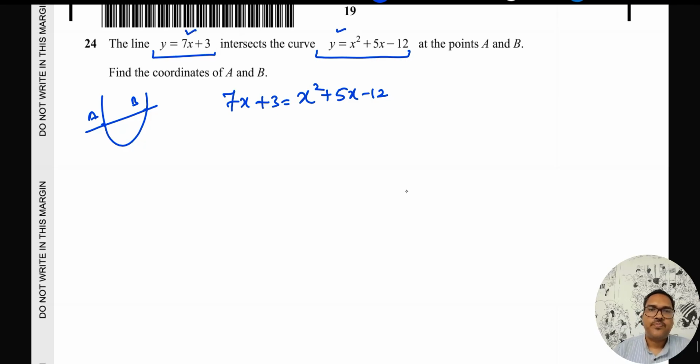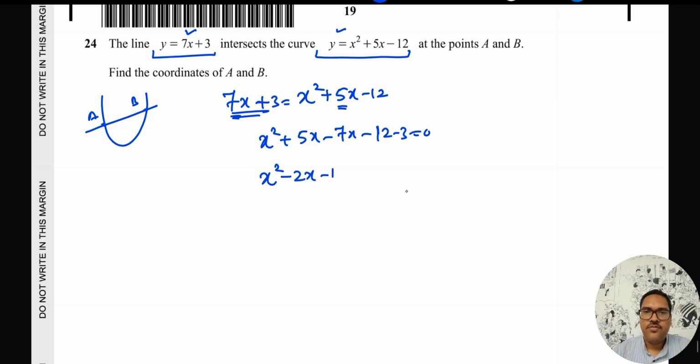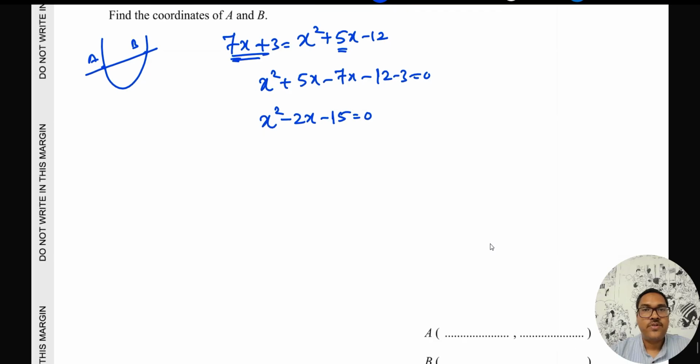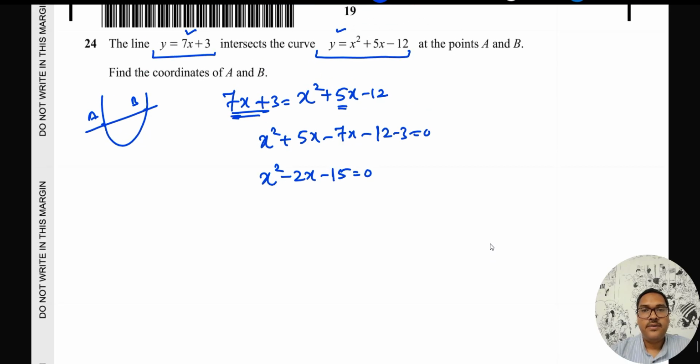So now let's solve this. This is x square. Now if I take this 5x, 7x will go on this side. So this will become x square plus 5x minus 7x minus 12 minus 3 equal to 0. I have taken this on this side. Now what is this? This is x square minus 2x minus 15 equal to 0. Now to solve this, you can use the quadratic formula, or otherwise you can factorize this.